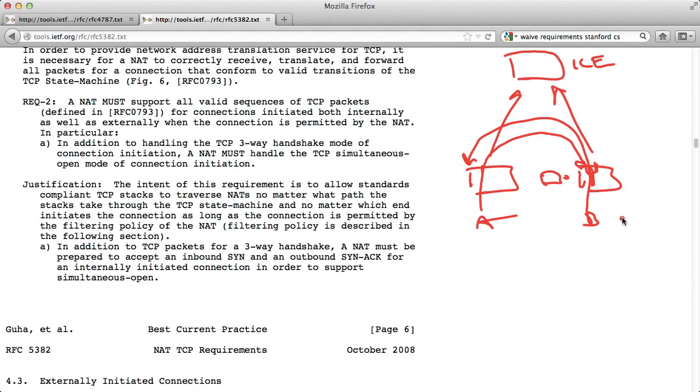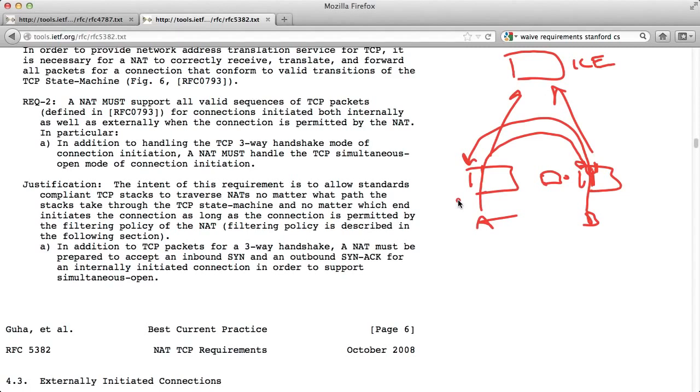B has sent a SYN, and the SYN is outstanding. In terms of the TCP state diagram, it's already sent a SYN. This is the simultaneous open, when A and B send SYNs to each other at the same time. So for peer-to-peer applications where A and B want to open a connection directly to one another, it's important that a NAT allow this kind of TCP open.